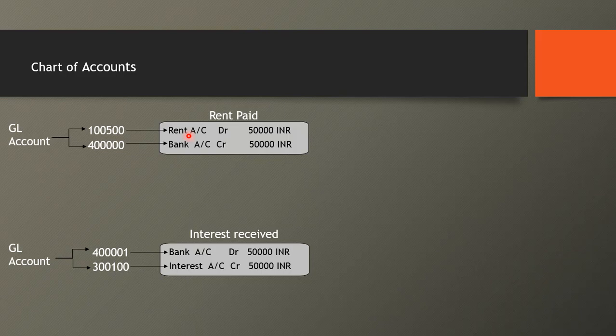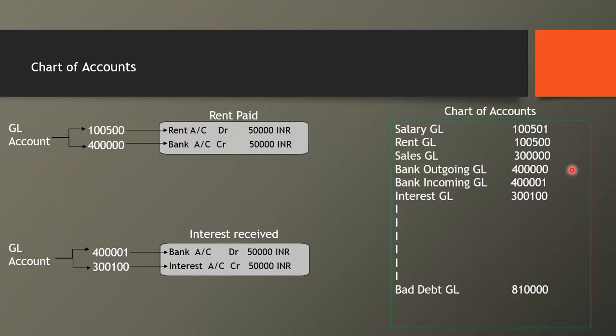Chart of accounts is nothing but the complete set of GL accounts. In other terms, we can say chart of accounts consists of all the GL accounts. Like on the right side, you can see the chart of accounts consists of all the GL accounts which are there in the business. And how do we identify an account? That is identified by its unique number, which is called the GL account number.